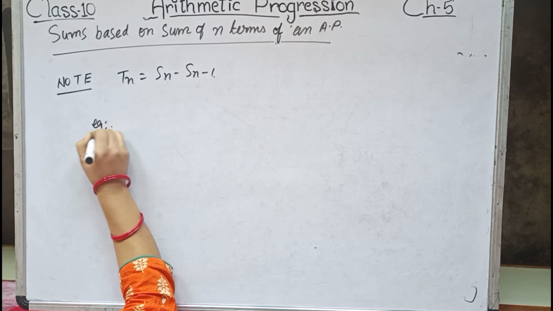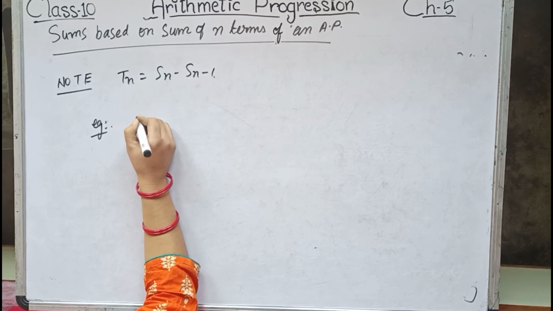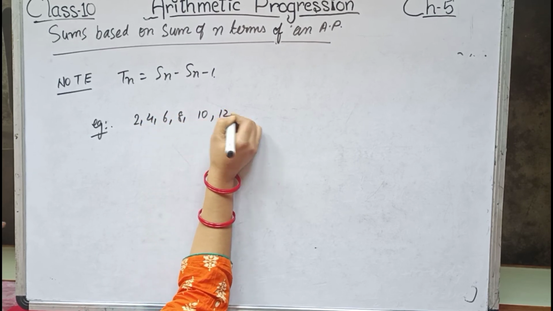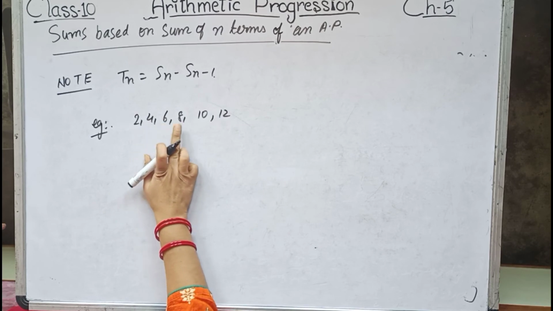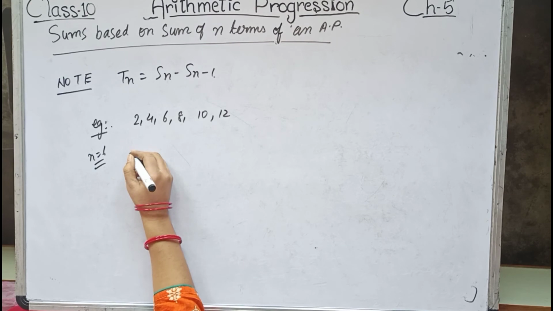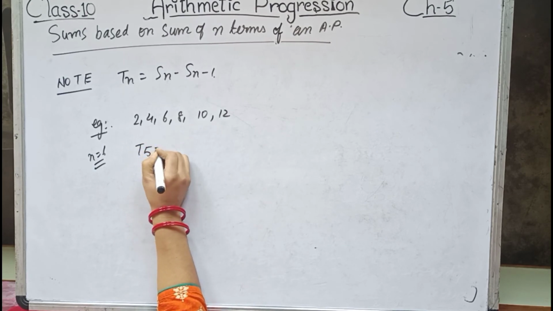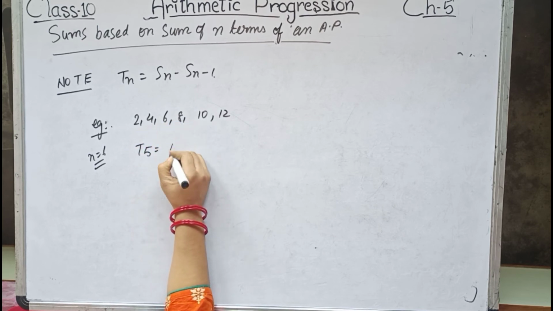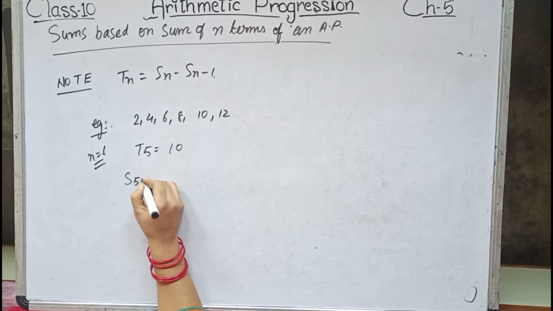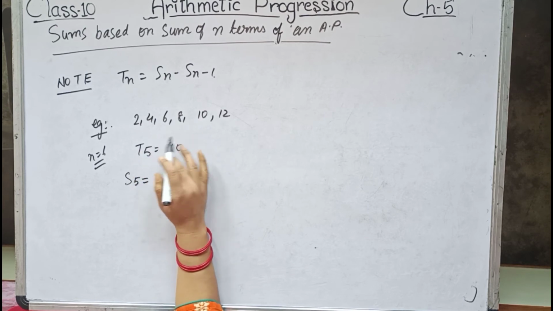You can also understand this formula with the help of an example. Let us take an AP, suppose 2, 4, 6, 8, 10, 12, 6 terms I am taking, so n equals 6. Now Tn, any term, let us take T5. So T5 over here, 1, 2, 3, 4, 5, is 10. Now Sn, that is S5.